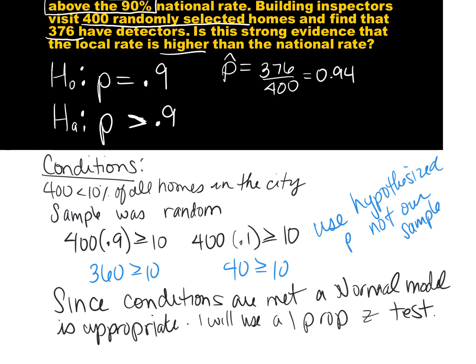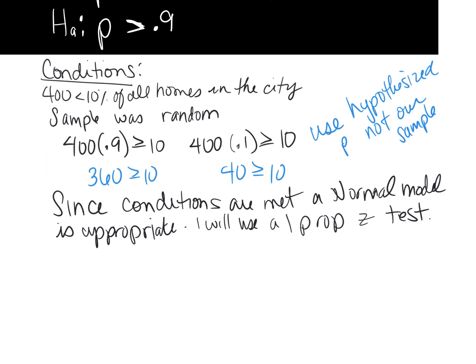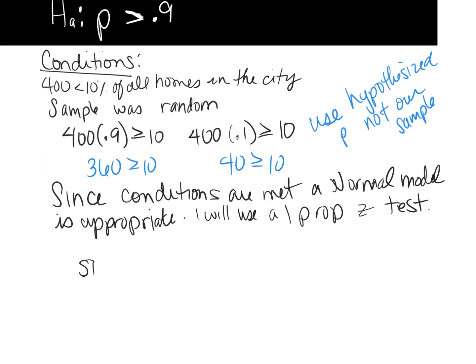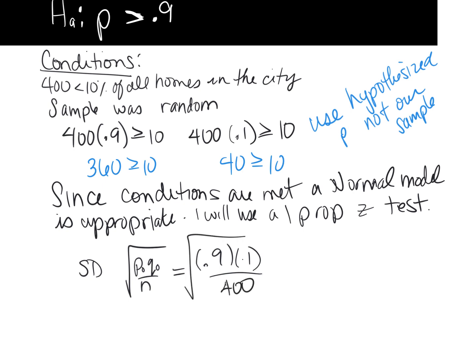Okay? The difference is I can't say 376 because that was my sample. I want to know if this is true. We're operating under the assumption that this is the true P. Then my standard deviation is the square root of P naught Q naught over N, which just means we're going to use our hypothesis for our standard deviation. Because until we know otherwise, we believe it's still 90%. So everything we're doing in a hypothesis test is based on the fact that we believe the null hypothesis is true until we get to the end of our process.